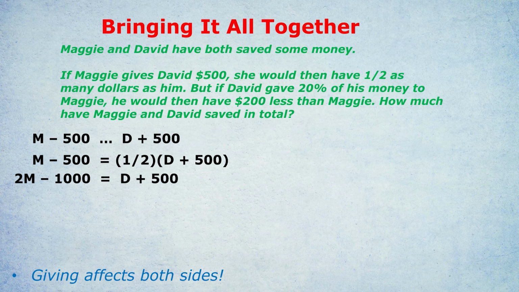Lovely and smooth. Of course, we can further simplify this by adding 1000 to both sides, getting rid of the negative, and we get 2m equals d plus 1500. Lovely, a lovely simple equation. Let's follow that exact same approach for the second equation.